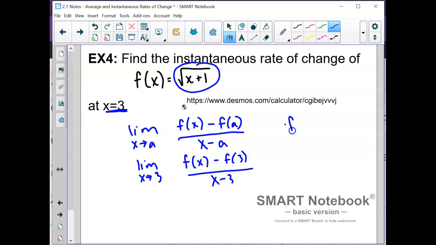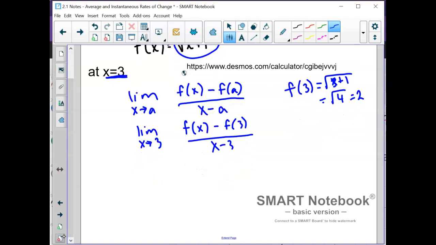And so we can find f of 3. We just have to plug in a 3 into our formula. So f of 3 is going to be the square root of 3 plus 1, which is going to give us the square root of 4, which is 2. So we know that this value right here, f of 3, is 2. So we could replace it. We also have f of x here. Well, f of x equals this equation, square root of x plus 1. So the other thing that we can do in this next step is replace f of x with what f of x is equal to, square root of x plus 1, and we can replace f of 3 with 2.